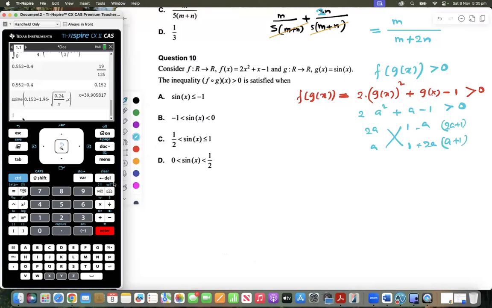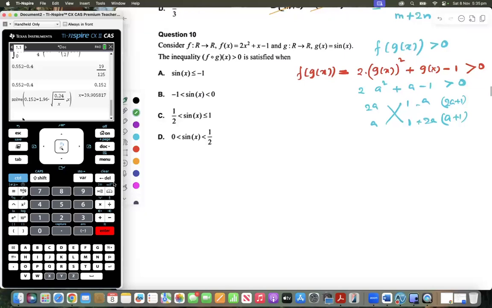So let's try to plot it. If I plot that function, it's a parabola. I should get a nice parabola actually. No, it doesn't work. Okay, don't worry about it. Okay, this is my parabola.